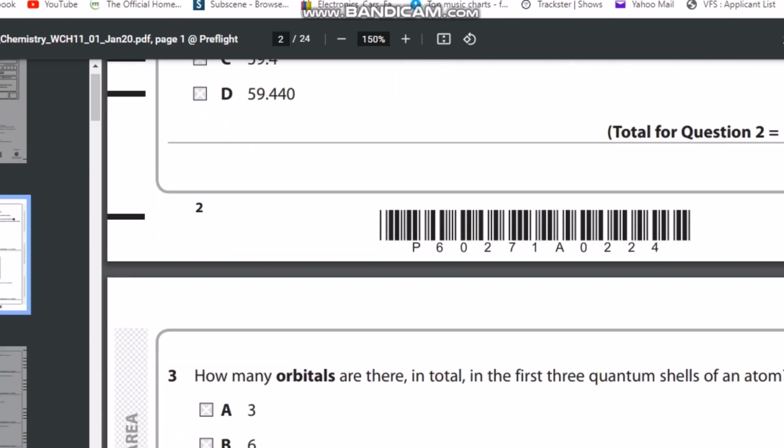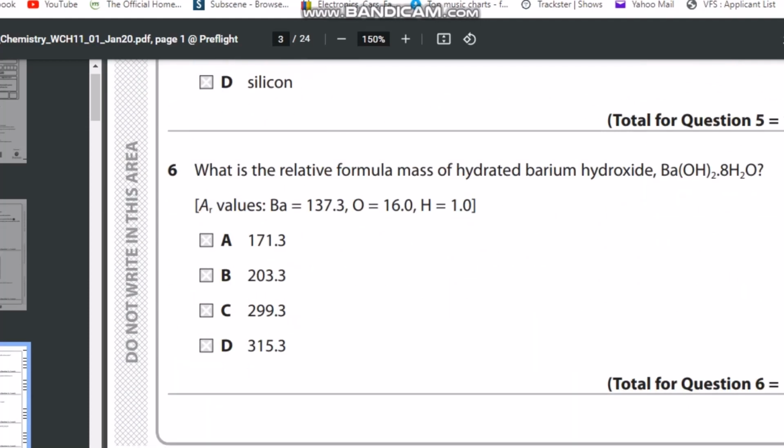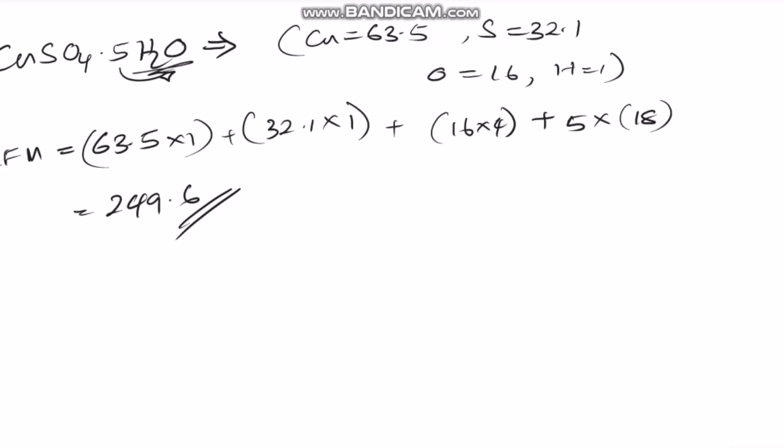If you go down, I think there's another one, this same question. What is the relative formula mass of hydrated barium hydroxide 8H2O? It's a very simple one. So I put barium, 2OH and 8H2O, right? You can get the answer in the same manner. Barium is 137.3 plus 2OH means 17 into 2 plus 8 into 18, water is 18. So you get the answer as 315.3, the answer is D. So that is the relative formula mass. We know what is relative atomic mass, we know what is relative formula mass.